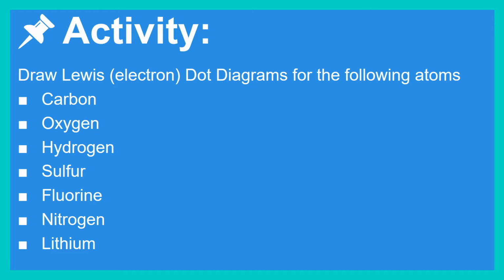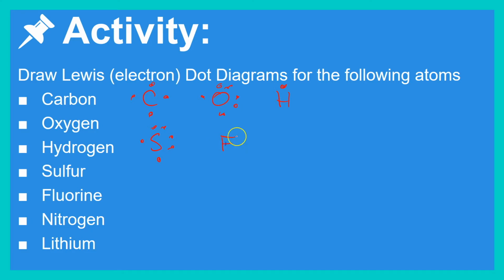All right, how did you go? Hopefully you got through it. So let's go through carbon. We've got a C for carbon. Carbon happens to have 4 valence electrons, so it's going to look like that. Oxygen. Oxygen has 6. 1, 2, 3, 4, 5, 6. Hydrogen is our next one. Hydrogen has 1. Nice and easy. Then we're going to do sulfur. Sulfur also has 6. 1, 2, 3, 4, 5, 6.